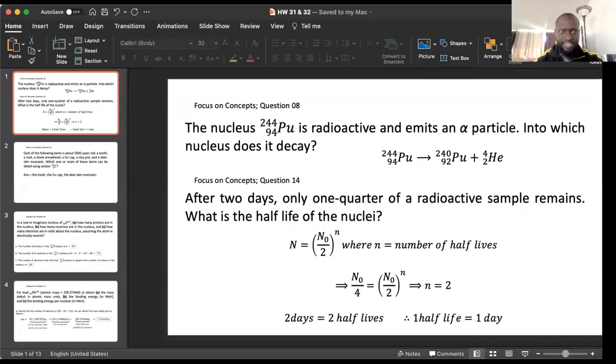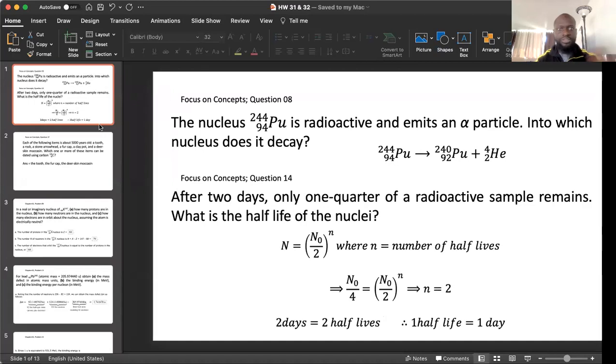So I believe you guys can see this. The first problem is focus on concept question 08. It says the nucleus 244 and 94 of, I think that's plutonium, is radioactive and emits an alpha particle. Into which nucleus does it decay?